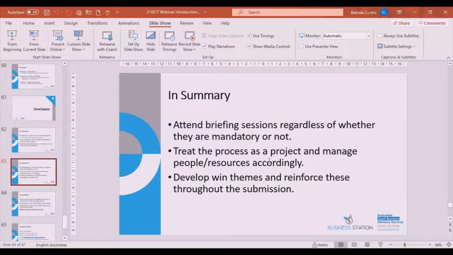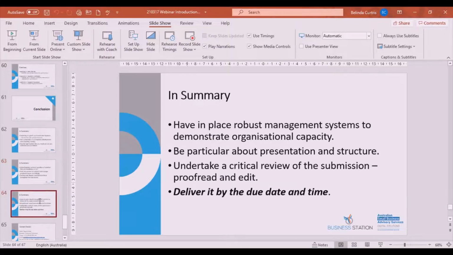Why should I pick your business instead of someone else's? Develop your policies and procedures. Now, it's all about scale. I mean, if you're a small business, you're not going to have policies and procedures a big business would have. But if you can demonstrate some simple procedures around safety, environment, quality, information security, business continuity, then that would satisfy the tender requirements. Be particular about presentation and structure, so make it easy for me to read, because as I said, I'm not just reading your document.